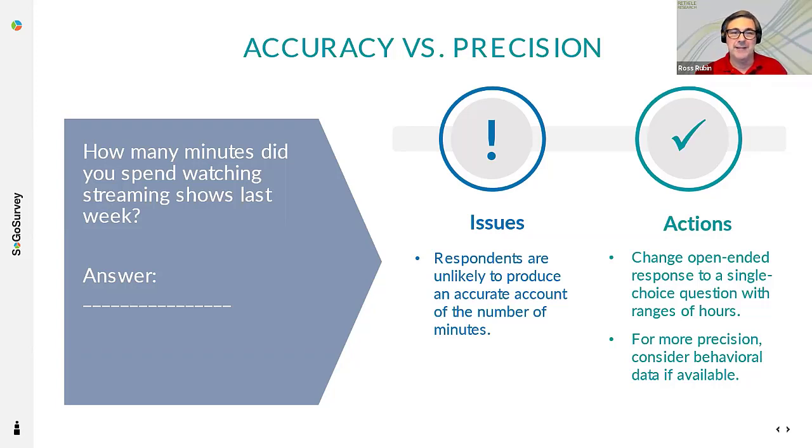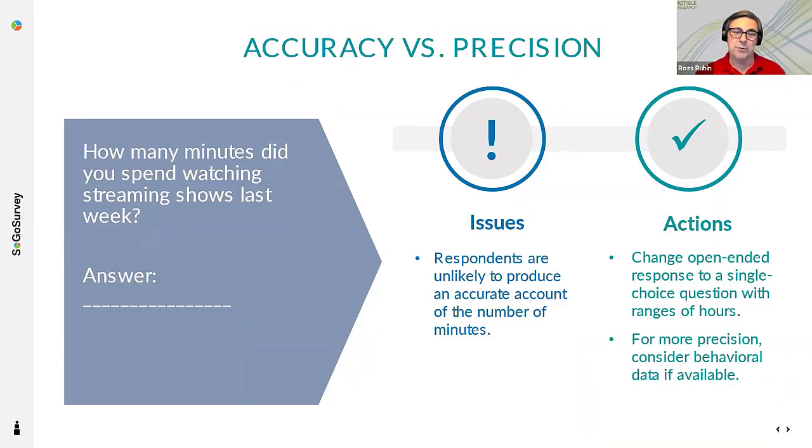So survey data is often referred to as reported data. You're asking respondents something and they tell you, hopefully to the best of their ability, as honestly as they can, what they've done. That's in contrast to behavioral data, where you're actually tracking what somebody does.